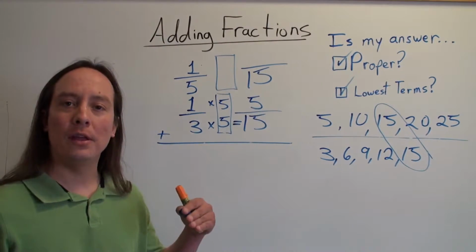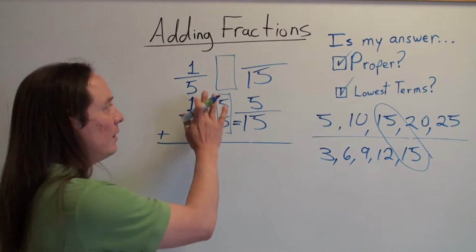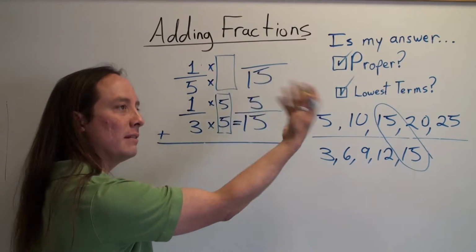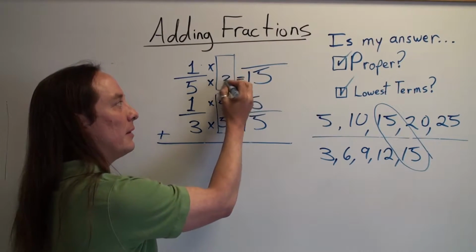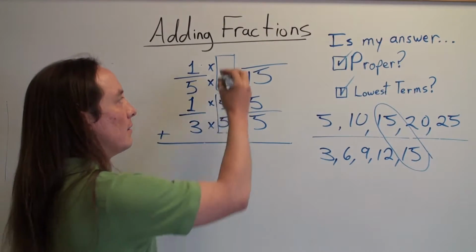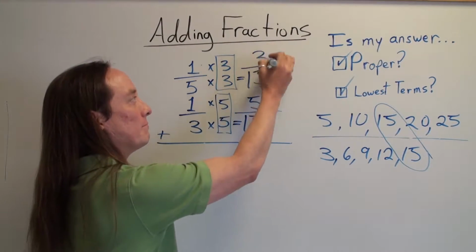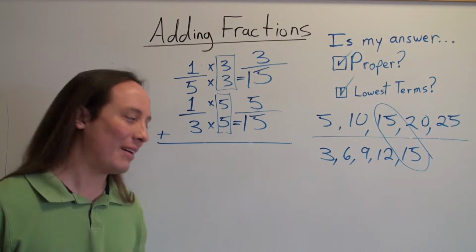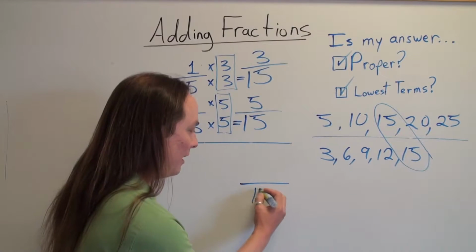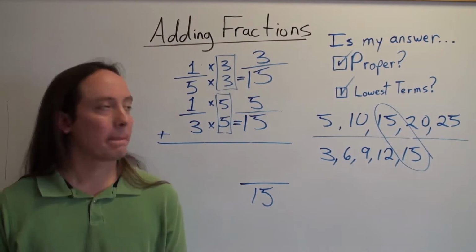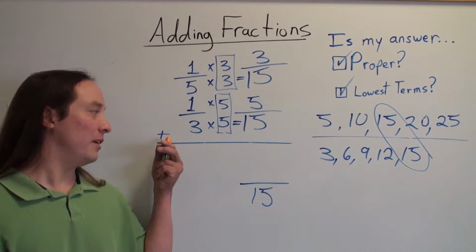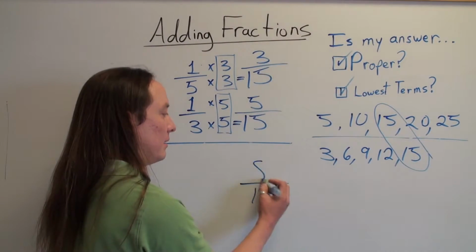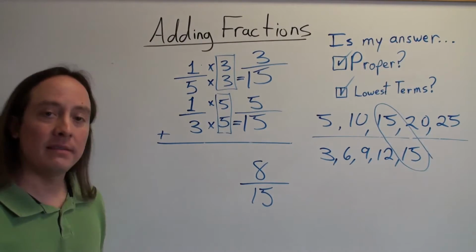And I'll do the same with the top one. 5 is getting bigger, that's multiplication, so they'll both be multiplied. 5 times something is going to give me 15. That number is 3, or that factor is 3. So 1 times 3 is 3. Ta-da! Now we have the same denominator in both. Okay, so now I can put my denominator, my common denominator, in my answer. And now I just do my operation, in this case my addition, with the numerators. 3 plus 5 is 8. Okay? And that's essentially it.